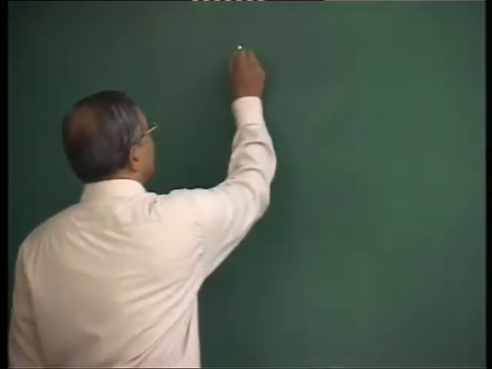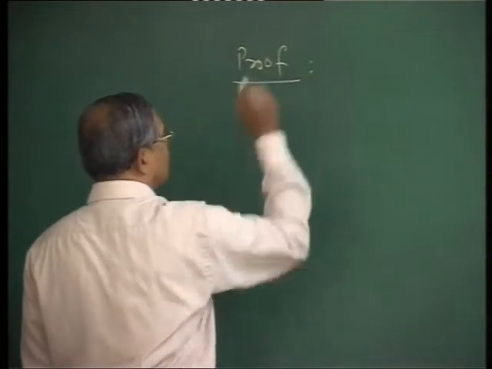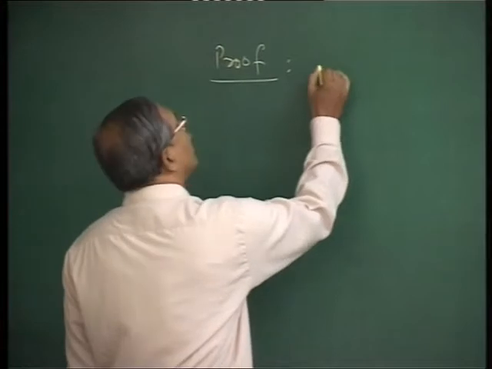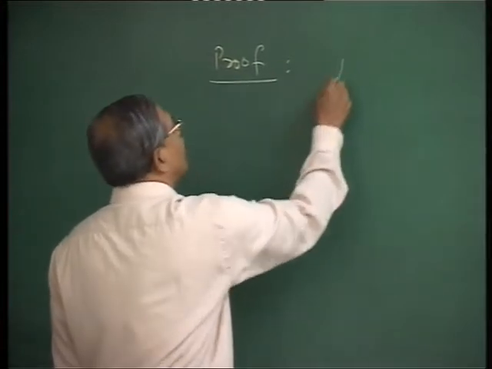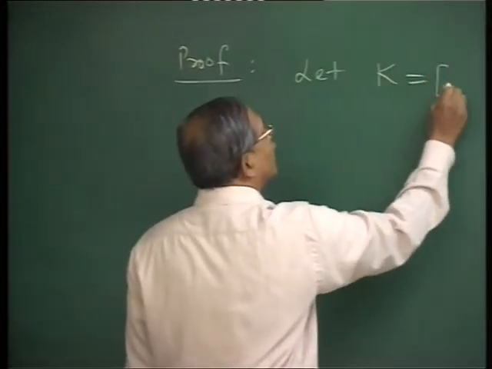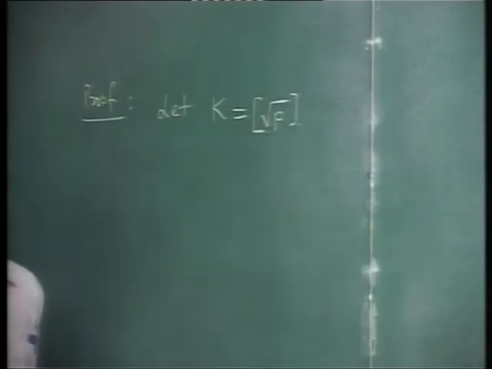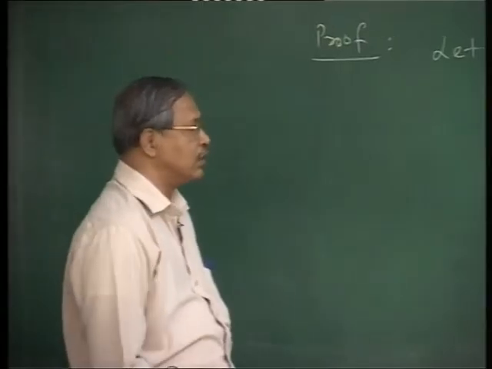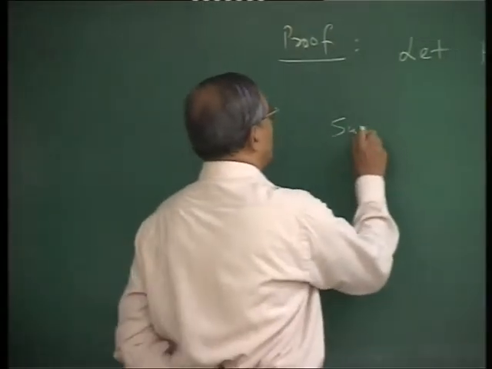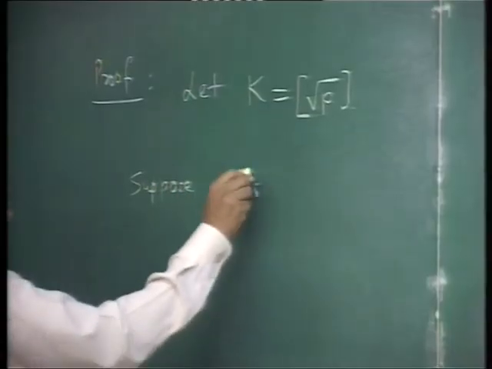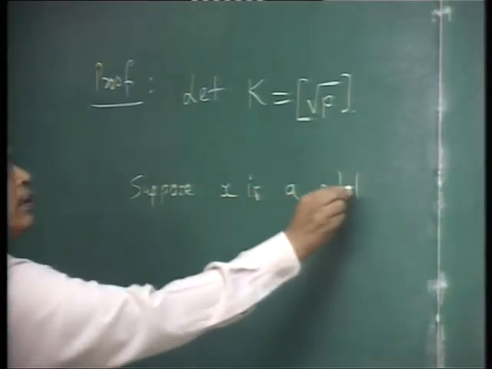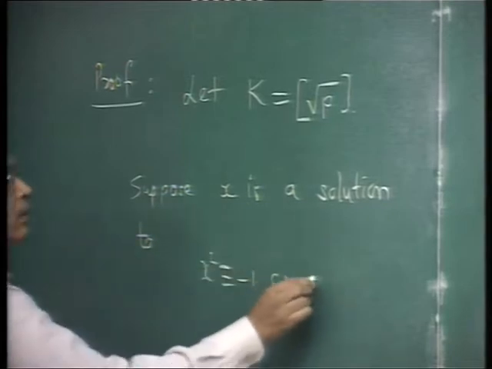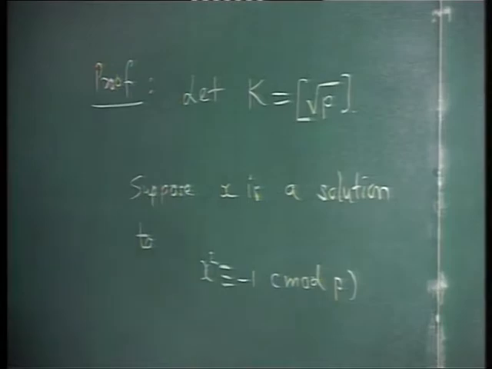So, proof. What we know is, you take capital K to be the integral part of root of p, and take a solution of this congruence. So suppose x is a solution to x square congruent to minus 1 mod p. One solution you take, call it x.